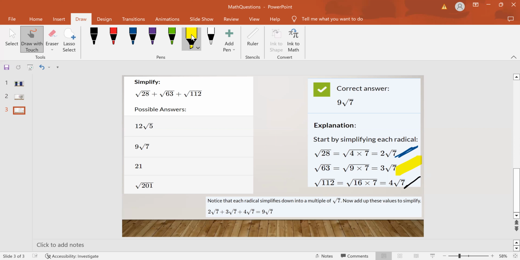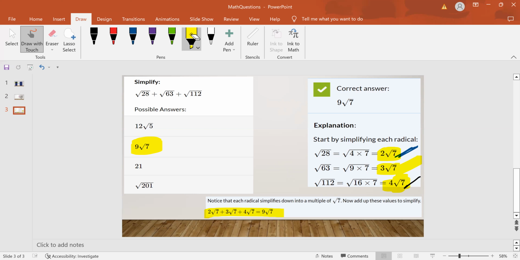Now let's see here. We have 2 radical 7 plus 3 radical 7 plus 4 radical 7, because when we break down all three square root numbers, we see that each one has a square root of 7. So in total, we have 9 square root of 7. Why? 2 times we have a square root of 7, 3 times, 4 times. In total, how many square root of 7 do we have? 9 of them. That's why 9 square root of 7 is the correct choice.